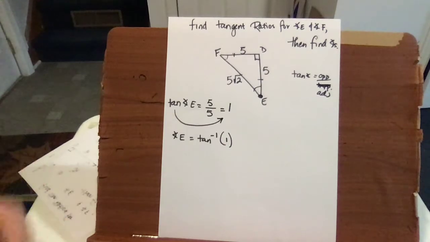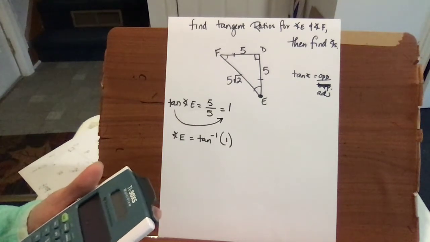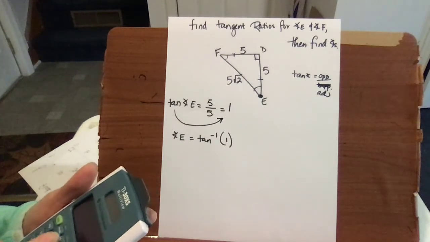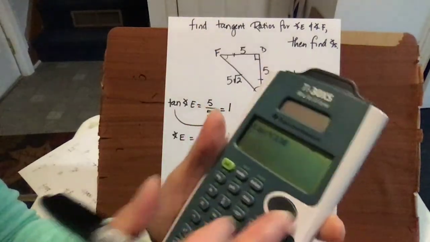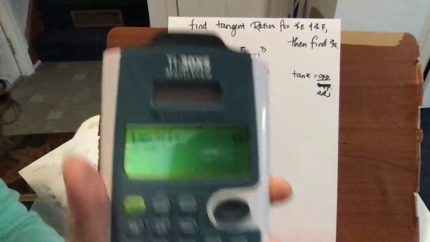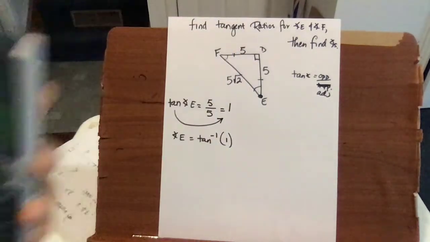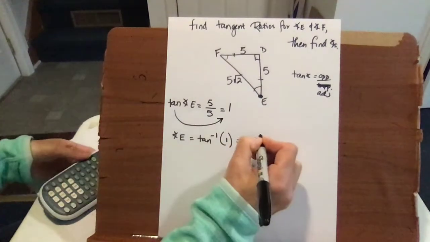So do the inverse tangent, okay? So inverse tangent of 1, and it should look like that. Clear that off there. And now hit enter, and you get 45. So angle E is 45 degrees. All right, so that works.